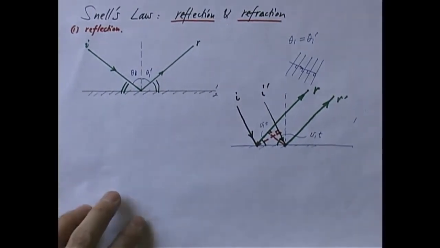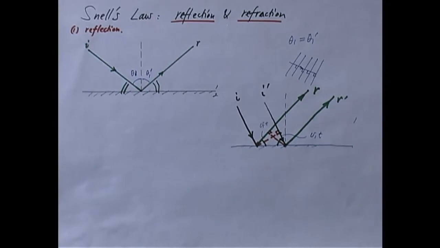So this really is Snell's law of reflection. We can understand it actually from the point of view of the wave nature of light. So even using the wave nature of light, thinking of light as a wave, we can still understand Snell's law of reflection.